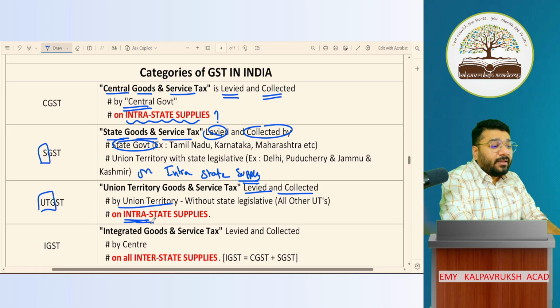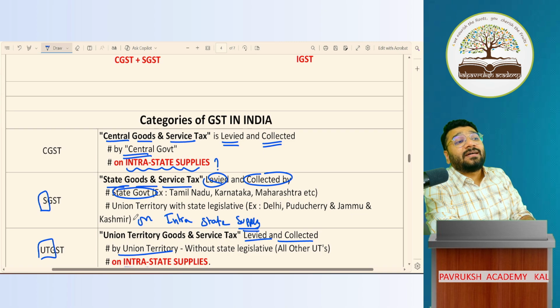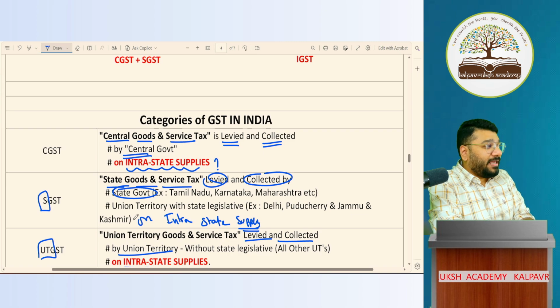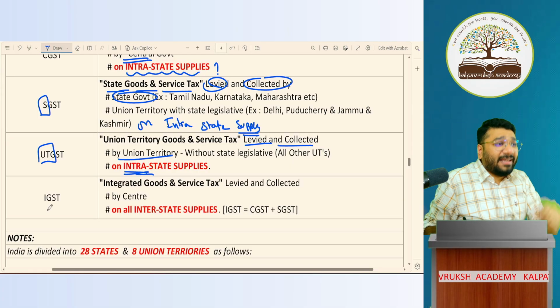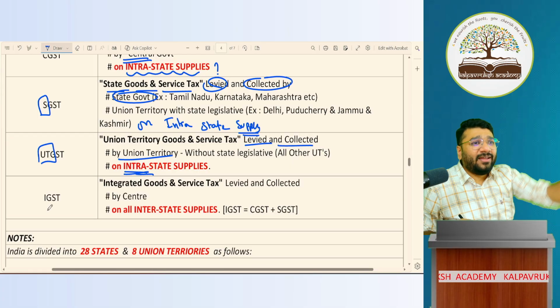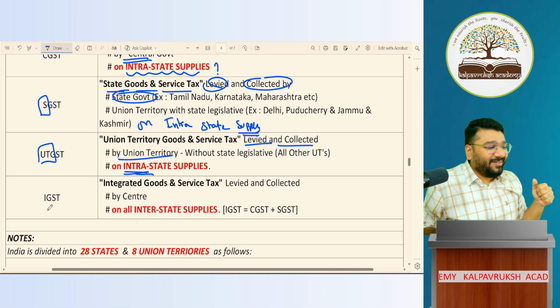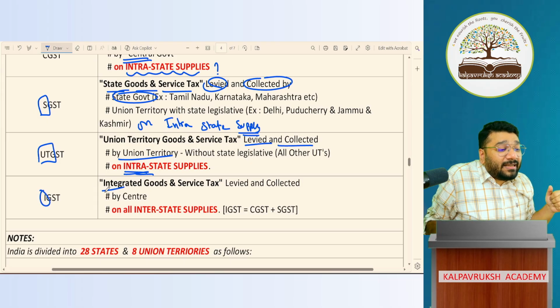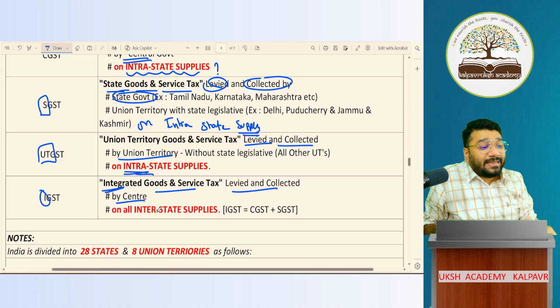Then comes IGST. What does IGST stand for? I means international, sir. What is I standing for? Integrated Goods and Service Tax. Cheating fellow, you saw before itself. Otherwise, I am 100% sure you would have said International Goods and Service Tax. I stands for Integrated Goods and Service Tax, which is levied and collected by the Centre on what?